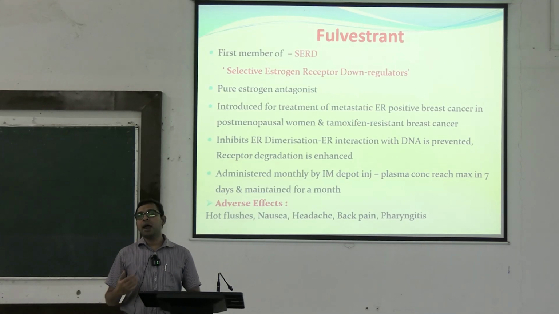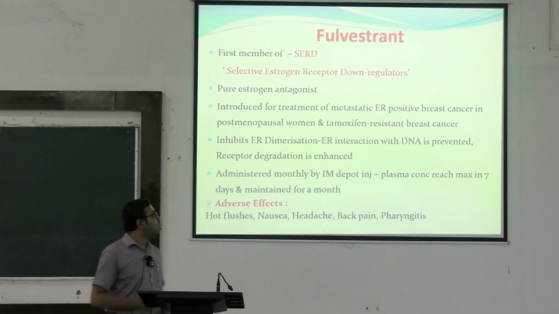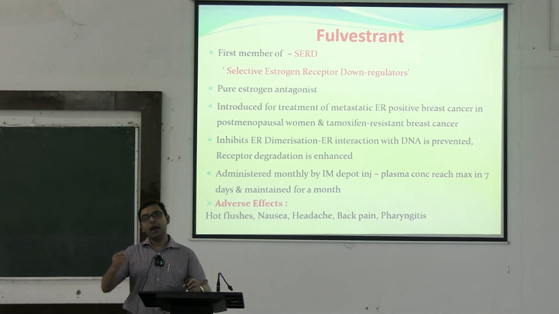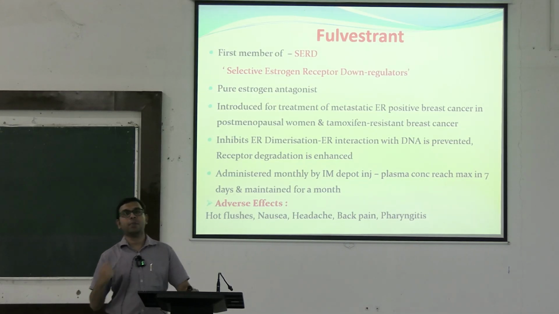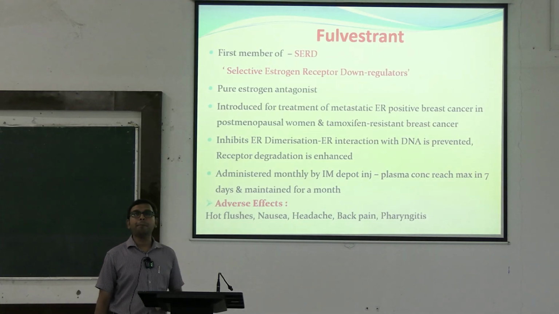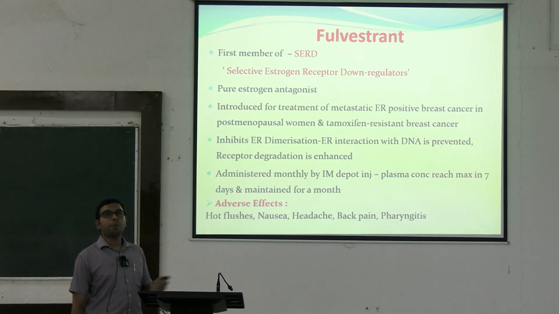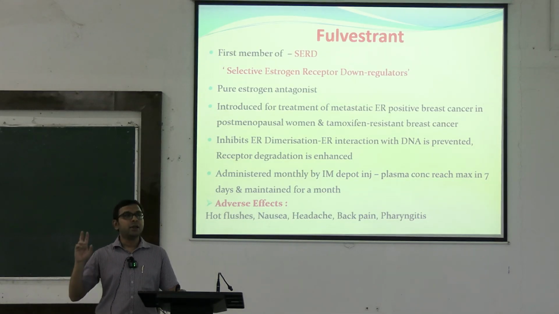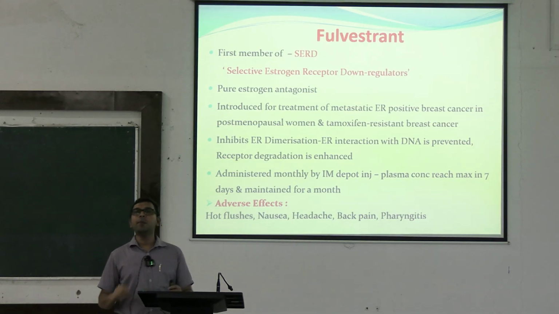Fulvestrant. Fulvestrant is another drug, also known as a selective estrogen receptor down regulator. So basically they are down regulating the estrogen receptors. It is also a pure estrogen antagonist. It was introduced mainly for the treatment of metastatic estrogen receptor positive breast cancer. We have already seen tamoxifen is the drug used for breast cancer. The second drug used for breast cancer is fulvestrant.